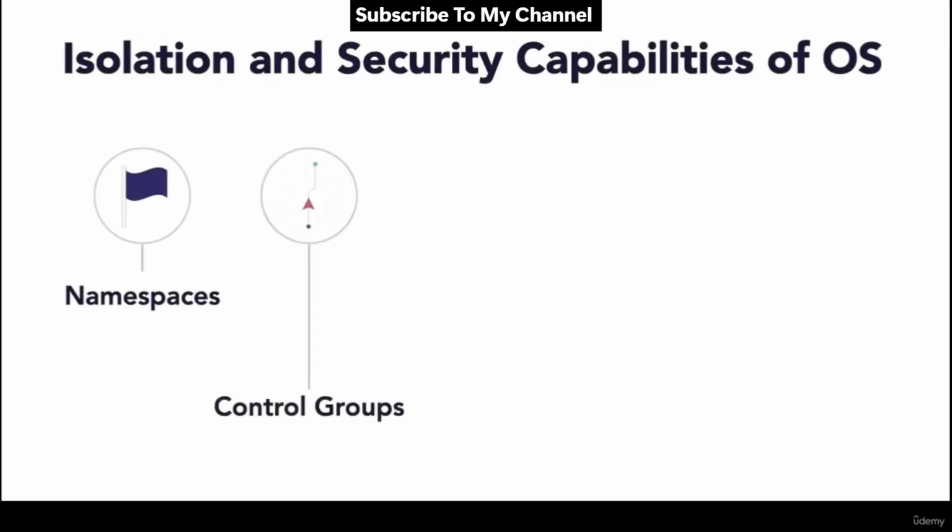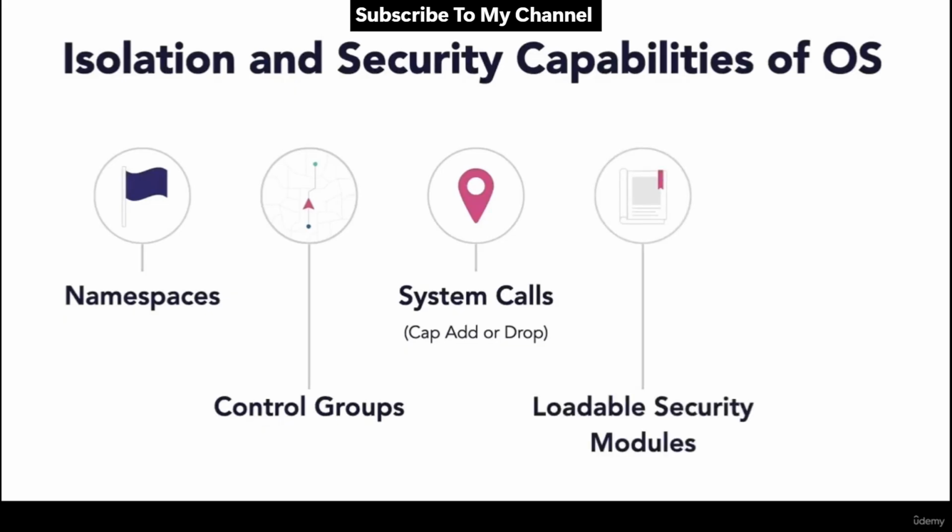Namespaces, control groups, or in short, cgroups, the ability to add or drop OS system calls, and loadable security modules to bring additional security controls not offered by the OS by default. And lastly, seccomp. Surprisingly, these capabilities have existed way before modern containers came into existence. Container platforms such as Docker utilize these features of the Linux operating system to make containers easy to use, run, and secure.